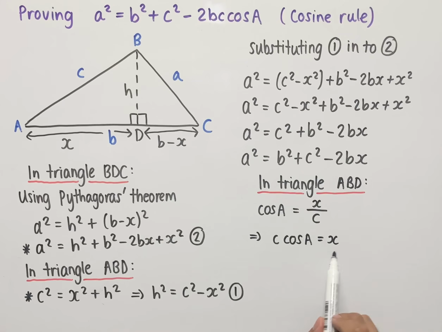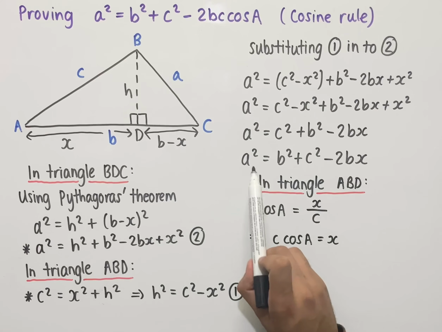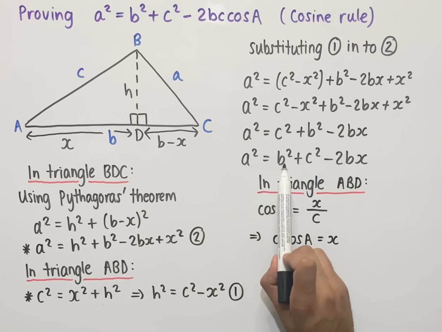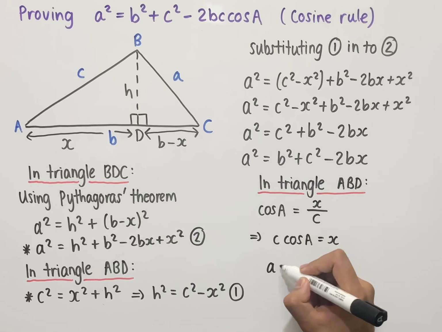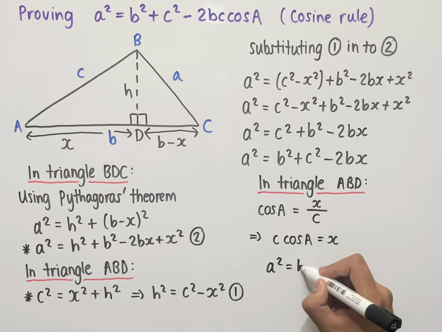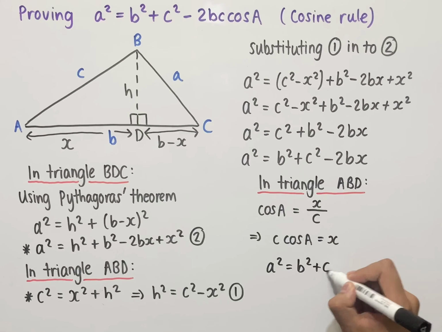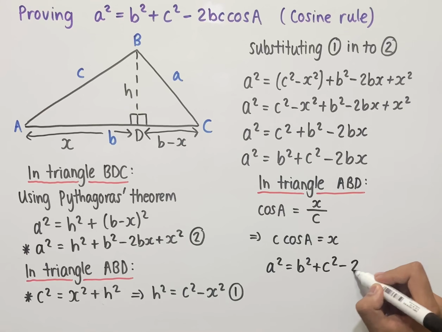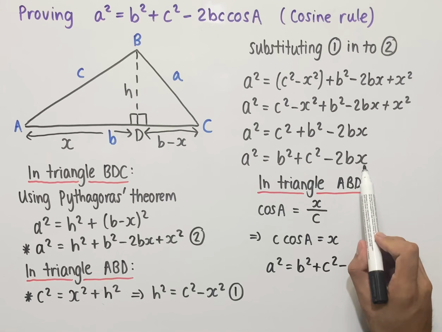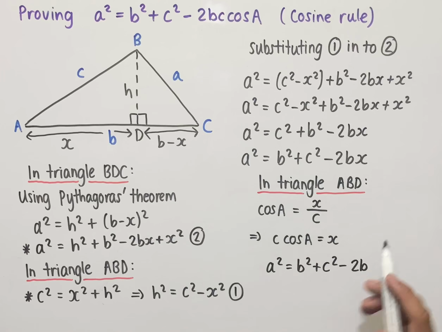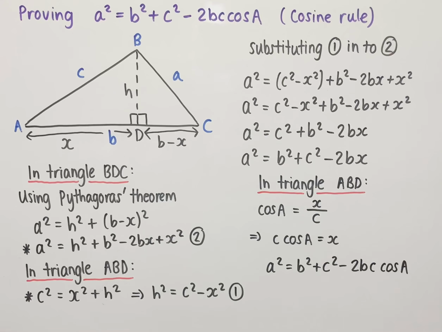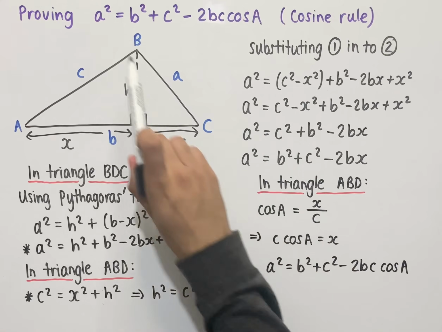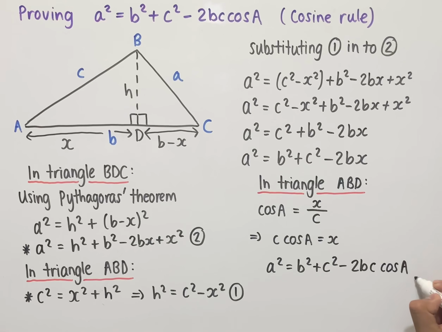So finally, if we substitute c cos a equals x into this equation here, a squared equals b squared plus c squared minus 2bx, we get that a squared equals b squared plus c squared minus 2b, and instead of writing x, we're now going to write c cos a. And we see that this indeed is the cosine rule here. So we've proved the cosine rule.